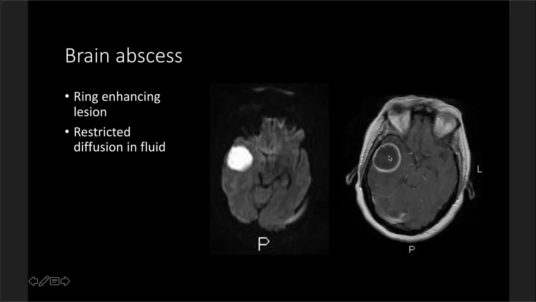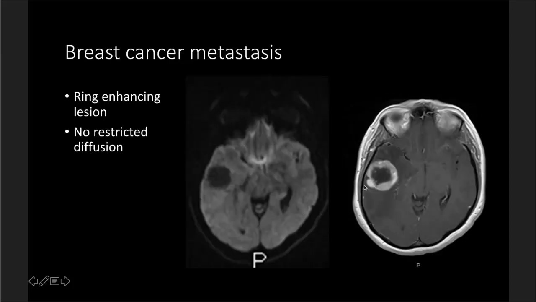When we look on diffusion, the fluid within this lesion has restricted diffusion. And what that means is that the fluid is very thick and viscous, and that means that it's pus. So this is an abscess that contains pus, and the pus has restricted diffusion. So if you see restricted diffusion in the fluid, think about abscess. Here's a metastasis for comparison. We have a ring-enhancing lesion in the right temporal lobe, and we have no restricted diffusion.